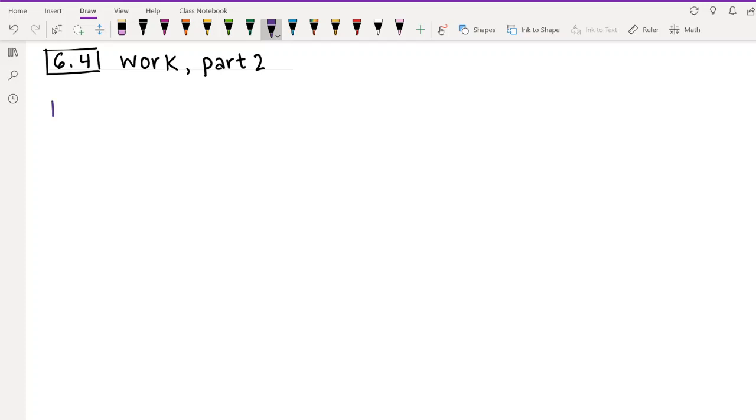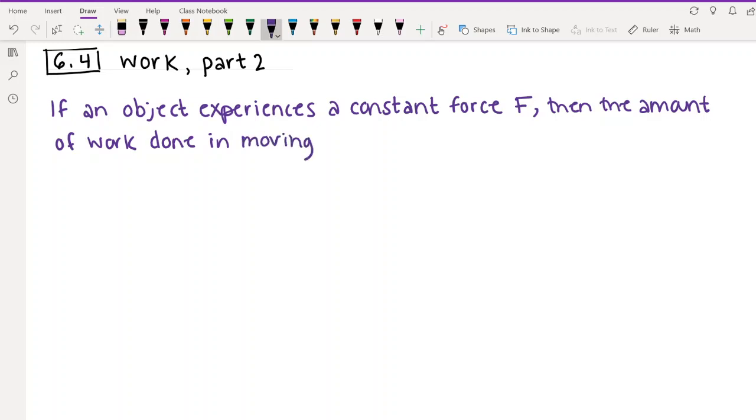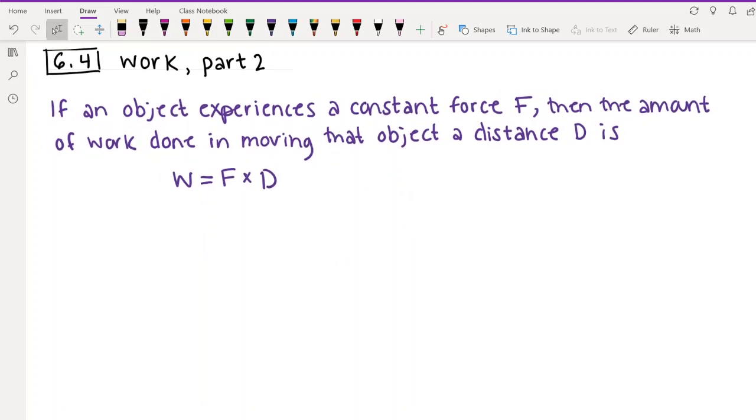So we saw in yesterday's video that if an object experiences a constant force of F, one example of that could be the weight of an object, then the amount of work done in lifting or moving, let me say moving to be a little more general, that object a distance of d is going to be work equals force times distance. Examples where you can just use this equation would be something like lifting an object, because the weight of the object is constant, the acceleration due to gravity is always the same, and you're just taking that object and moving it a certain distance.